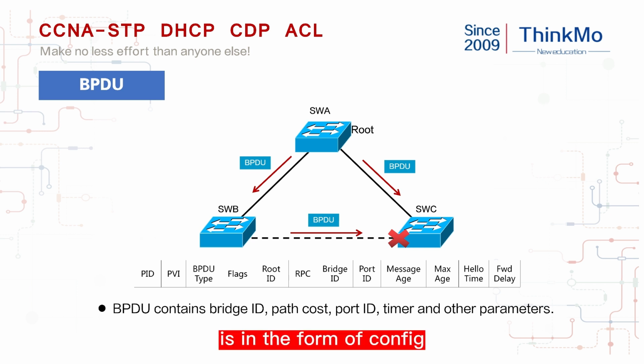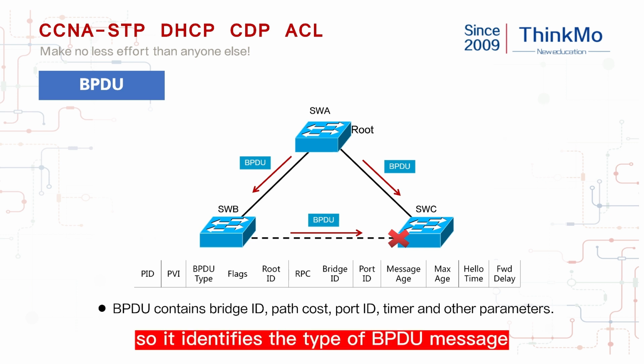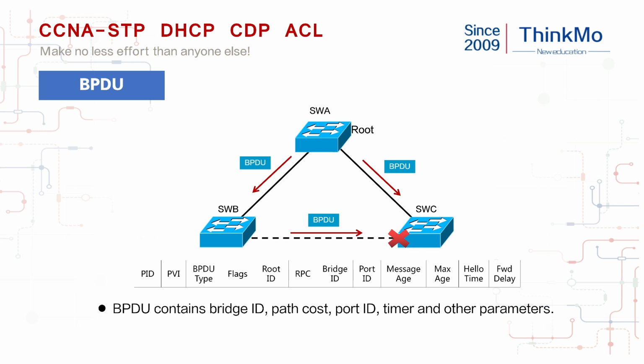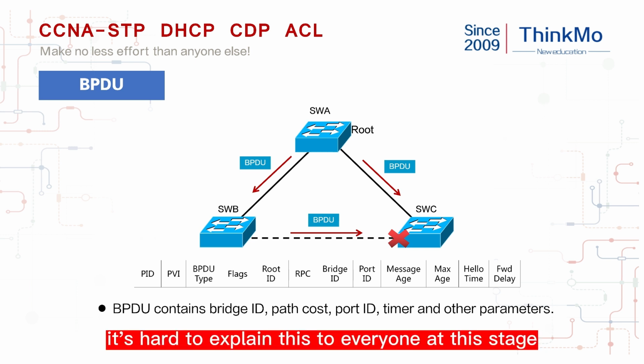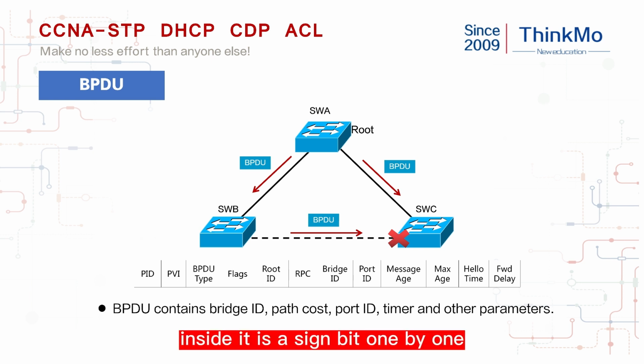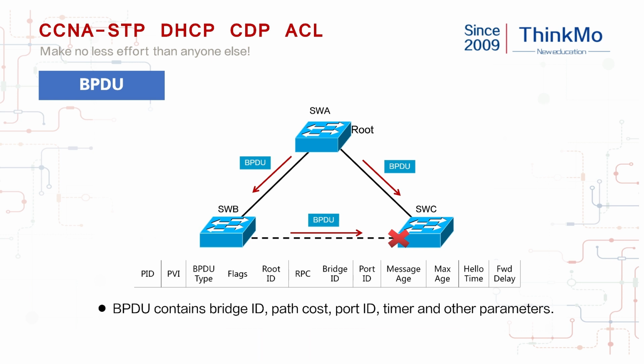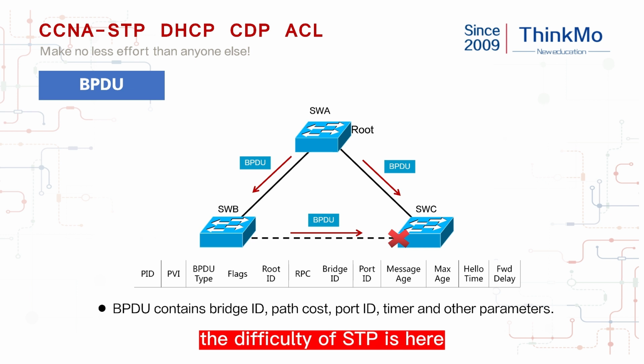It is in the form of config. We'll get to another BPDU in a minute, called the TCN BPDU. It's just these two, so it identifies the type of BPDU message. Next is the flags. It's hard to explain this to everyone at this stage. Inside it, bits are assigned one by one. The difficulty of STP is here.